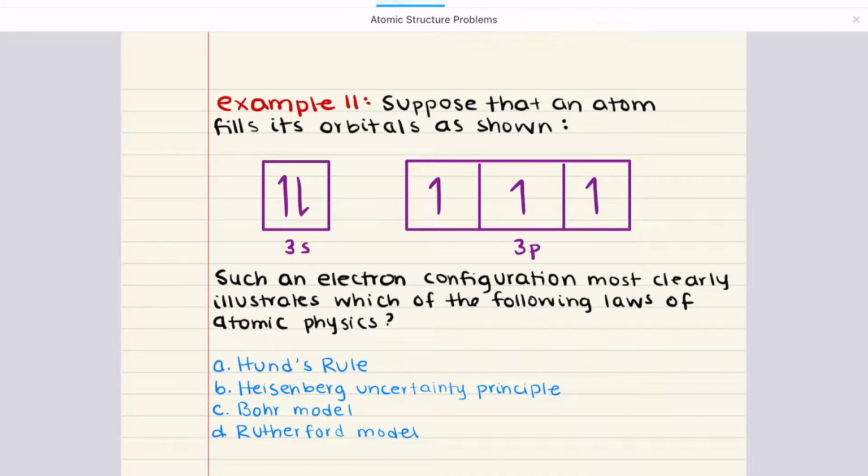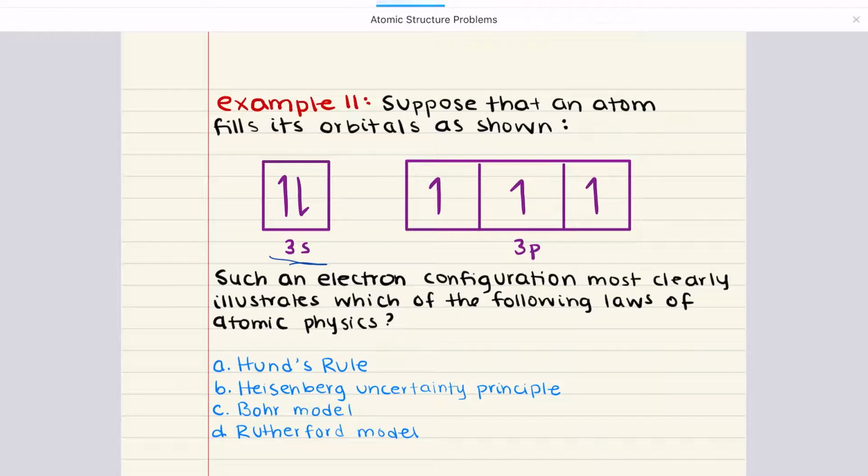Problem 11 says, suppose that an atom fills its orbitals as shown. Such an electron configuration most clearly illustrates which of the following laws of atomic physics. Is it Hund's rule, Heisenberg's uncertainty principle, Bohr's model, or Rutherford's model? Now, the given electron configuration diagram shows the filling of electrons in the 3s and 3p orbitals. Each box represents an orbital, and each arrow represents an electron with its spin. And the configuration indicates how electrons are distributed among available orbitals in an atom.